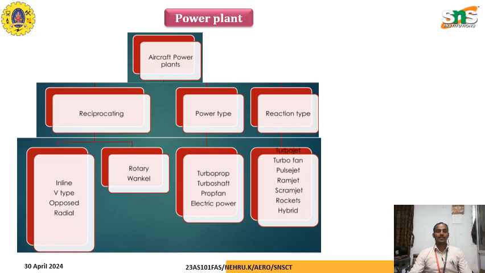So here we have the types of aircraft power plants. One is the reciprocating engine, and the second is the power type and reaction type. In the reciprocating type, we have inline piston engine, V type piston engine, opposed piston engine, and radial piston engine, and the rotary Wankel is also used. In the power type, we have turboprop, turboshaft, turbofan, and electrically powered aircraft engine. For the reactive type, we have turbojet, turbofan, pulse jet, ramjet, scramjet, rocket engines, and hybrid engines. So these are the types and classifications of power plants, with different operations and different benefits.